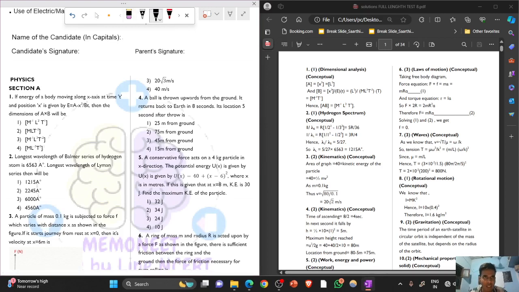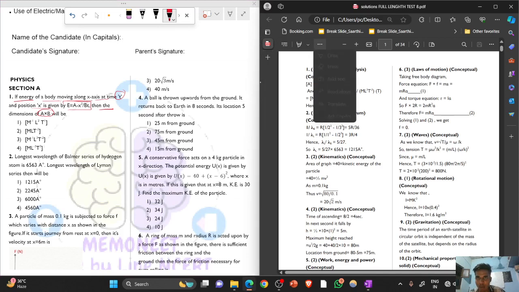As you can see, this first question says: if the energy of a body moving along the x-axis at time t, at position x, is given by this equation, E = A minus x squared upon bt, then the dimension of A into B. It is asking about the dimension of A and B. You just need to give the dimension of A and B.